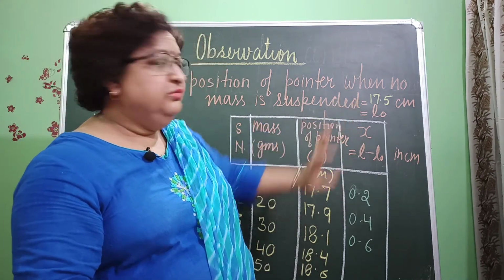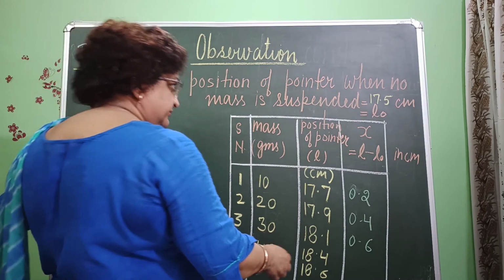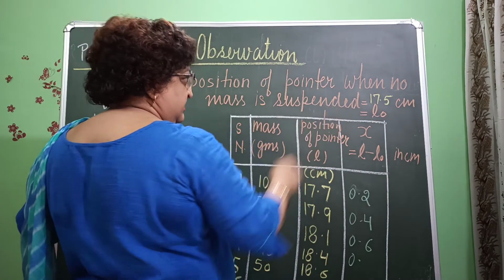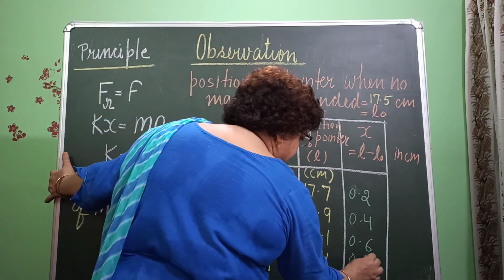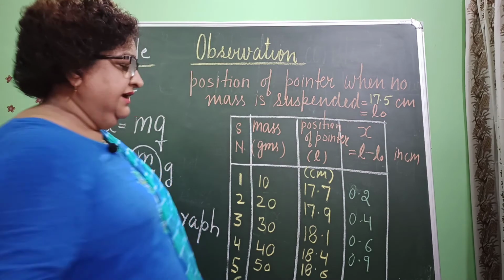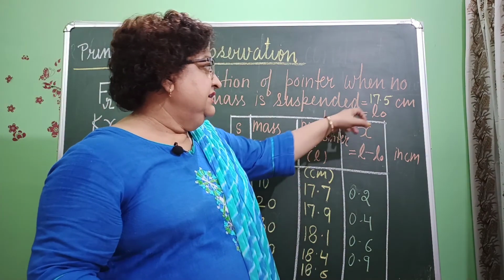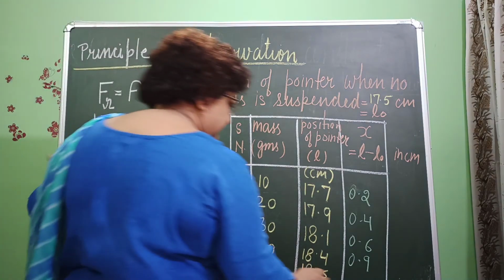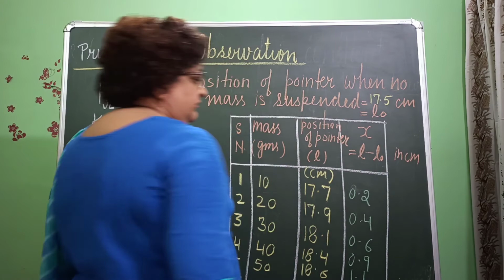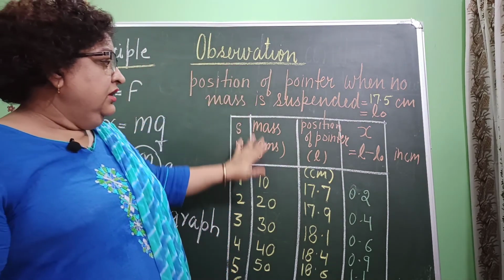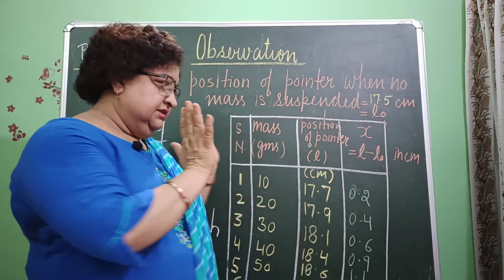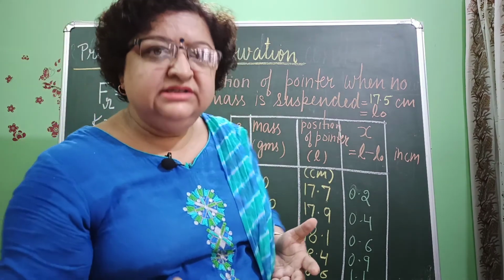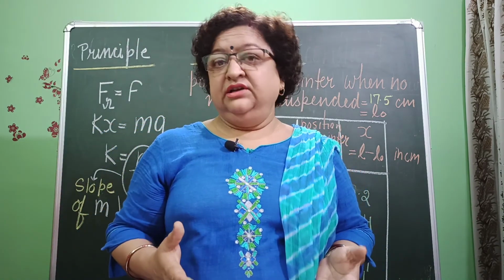18.4 minus 17.5. So this will be 0.9. Right? And then 18.6 minus 17.5. So this will be 1.1. So now the whole experiment is done. We are having our observation table with us, and now it's time to draw the graph.